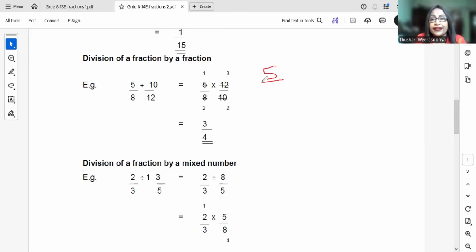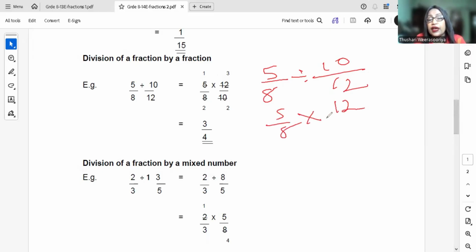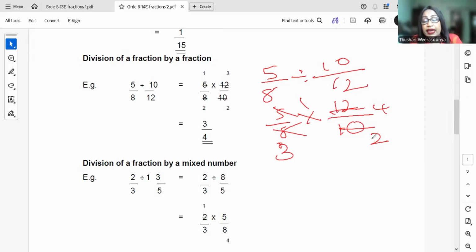Now look at this, 5 over 8 divided by 10 over 12. Division becomes multiplication. At the same time, when you convert into multiplication, the right hand side number will become its reciprocal. Now 5 times 1, 5, 5 times 2. Then 4 times 3, 4 times 4. Again, you can divide 4 and 3, 2 and 4, 2. On top you get 2, bottom you get 3.